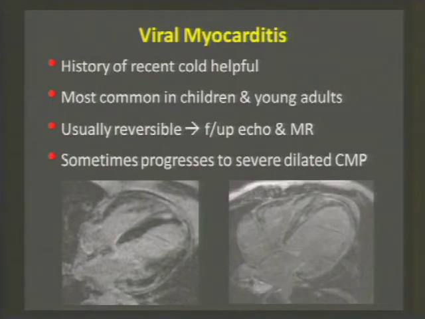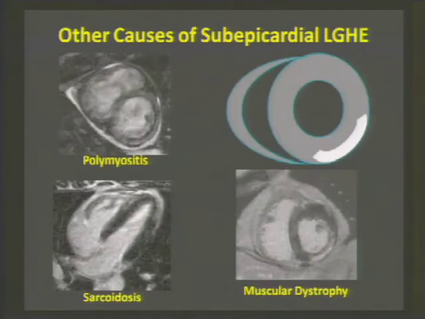However, there are cases that can progress to severe dilated cardiomyopathy. The image towards the left shows this mixed epicardial and transmural and some areas of mesocardial delayed enhancement in a child. This one towards the right shows diffuse delayed enhancement in somebody who a year ago had a viral infection, myocarditis. It progressed and developed diffuse fibrosis, and at the end presented as a dilated cardiomyopathy.